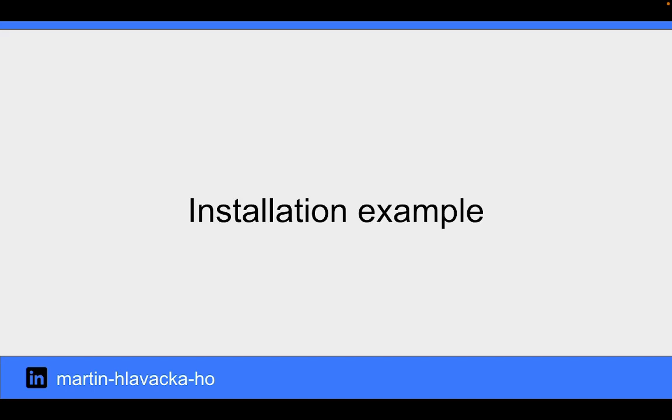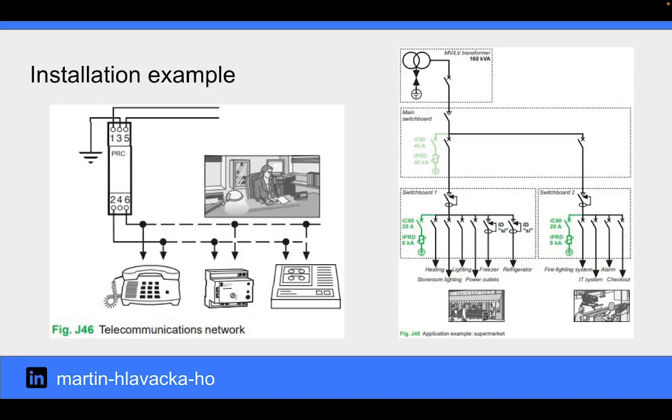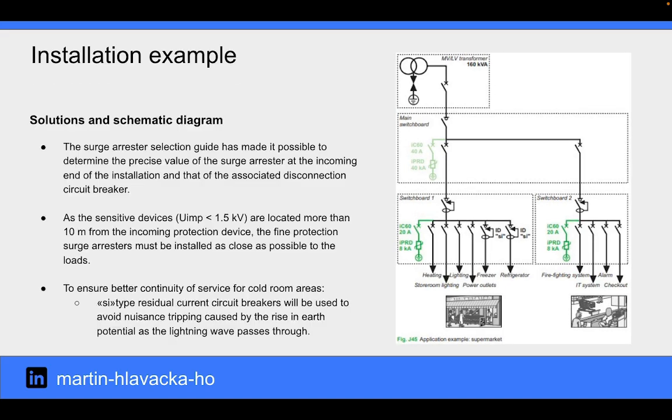Installation examples. In figure J45, you can see an installation example of a supermarket. The surge arrestor selection guide has made it possible to determine the precise value of the surge arrestor at the incoming end of the installation and that of the associated disconnection circuit breaker.